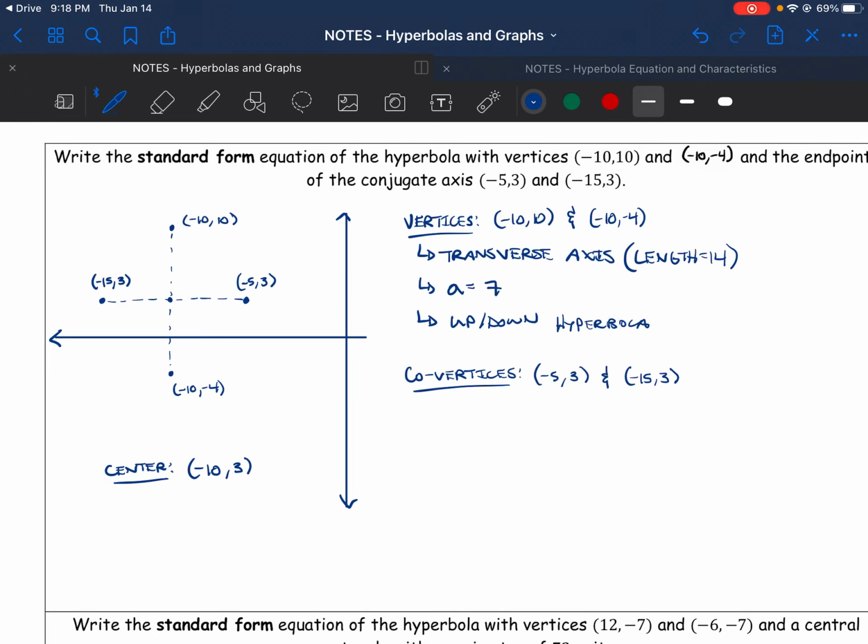Okay. Now this is pretty significant because you remember the information that we need to write the equation. We're going to need the a term, so I'm going to circle that. We're going to need the direction of opening, and we're going to need the center. So really the only thing left for us to find is the b term. And we can find the b term using the co-vertices. So remember, the co-vertices help us determine the length of the conjugate axis.